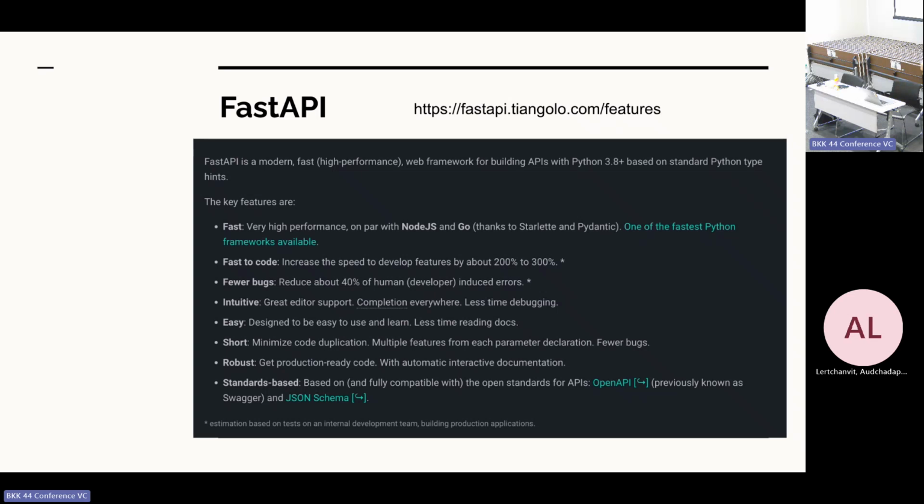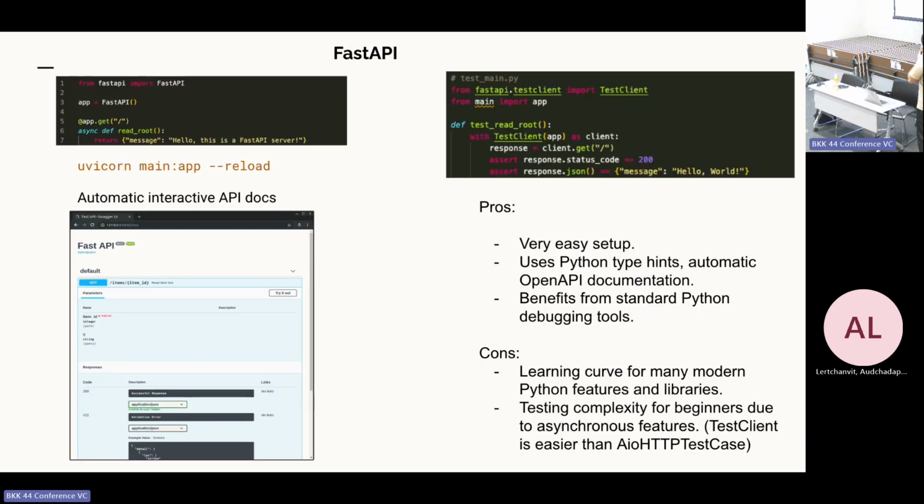And in here on the small line, I'm not sure if you can see it, they say, estimation based on tests in internal development team building production applications. So it's all internal stuff. They're going to be using their own metrics. It's not too great, but they have good marketing. It's nice. FastAPI is growing very fast.